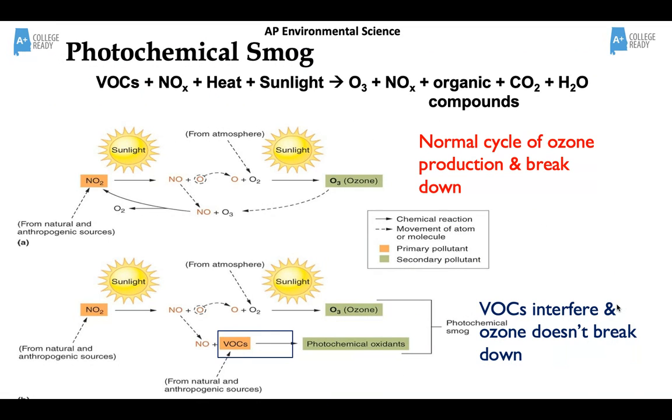So just to kind of go over again how this happens, volatile organic compounds plus nitrogen oxides, heat, sunlight, all of those things combine and they turn into ozone, nitrogen oxide, organic compounds, carbon dioxide, and water. So ozone production and breakdown. But when VOCs get involved, the ozone doesn't have a chance to break down.